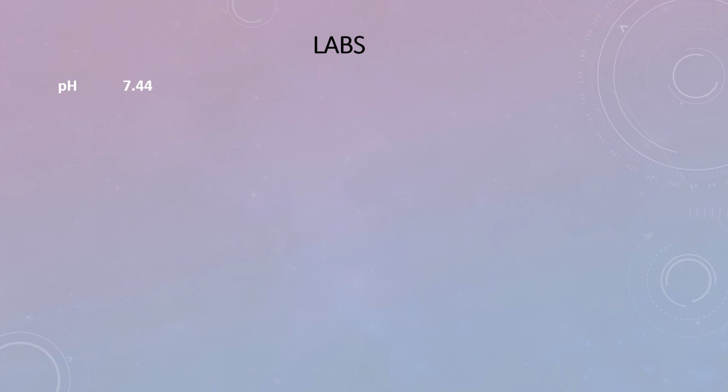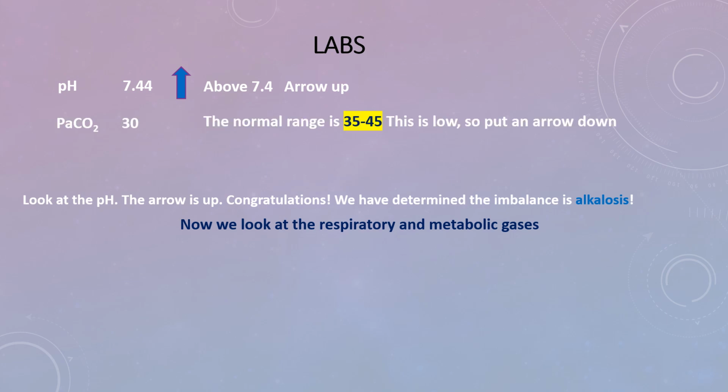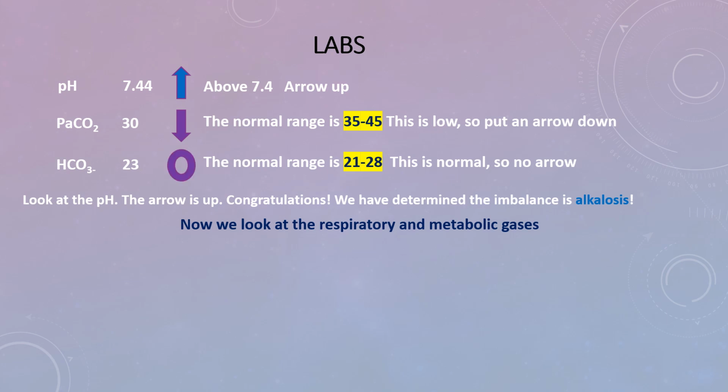This patient has a pH of 7.44. Well, this is above 7.4. We put an arrow up. Now look at the pH. The arrow is up. Congratulations! We have determined the imbalance is alkalosis. Now we look at the respiratory and metabolic gases. The PaCO2 is 30. Well, the normal range is 35 to 45. 30 is low, so we need to put an arrow down. The HCO3 is 23. The normal range is 21 to 28. 23 is normal, so no arrow.